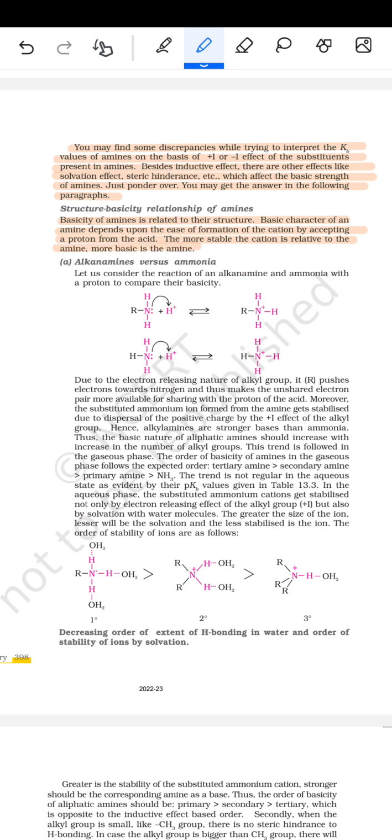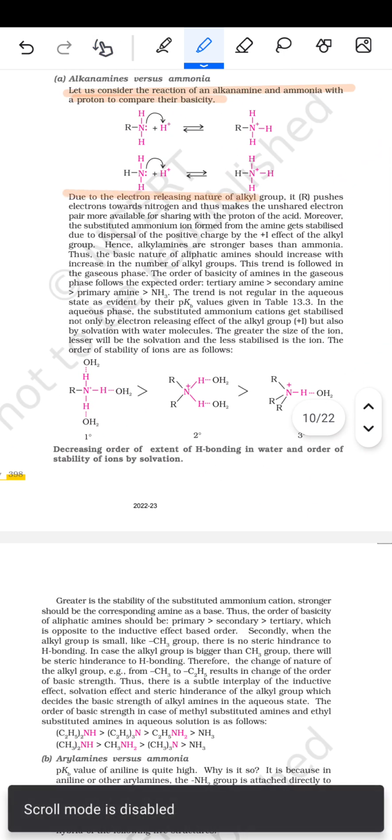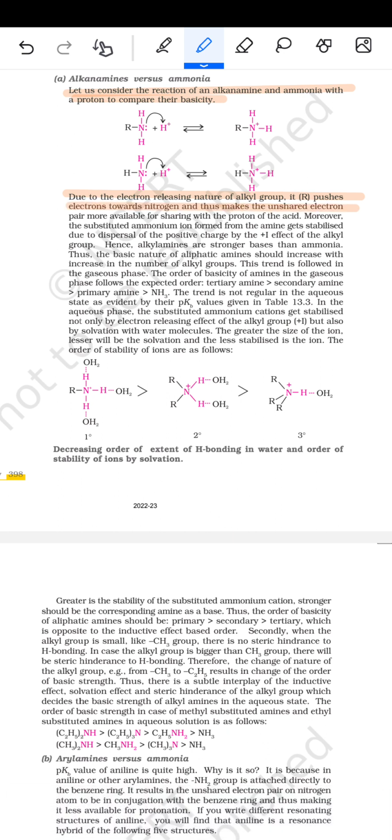Then, alkyl amines versus ammonia. Let us consider the reaction of an alkyl amine and ammonia with a proton to compare their basicity. Due to the electron releasing nature of the alkyl group, R pushes electron density towards nitrogen and thus makes the unshared electron pair more available for sharing with the proton of the acid. Moreover, the substituted ammonium ion formed from the amine gets stabilized due to the dispersal of the positive charge by the +I effect of the alkyl group. Hence, the alkyl amines are stronger bases than ammonia.